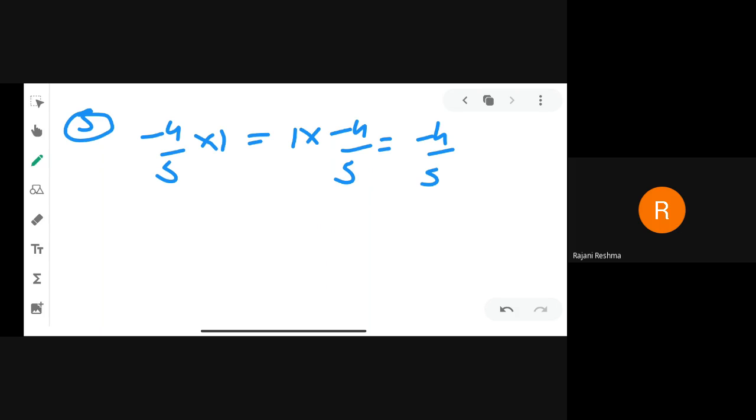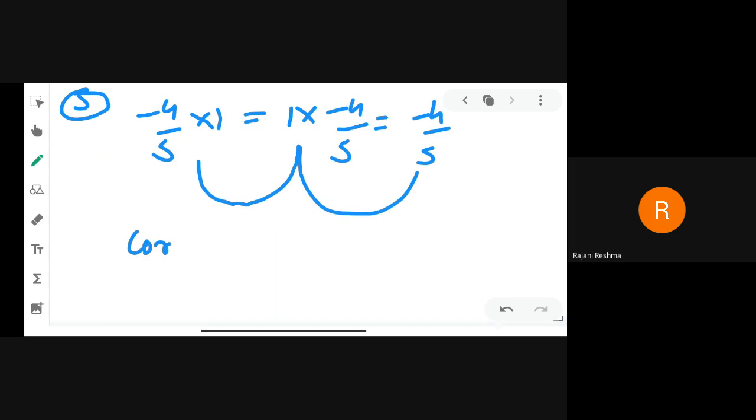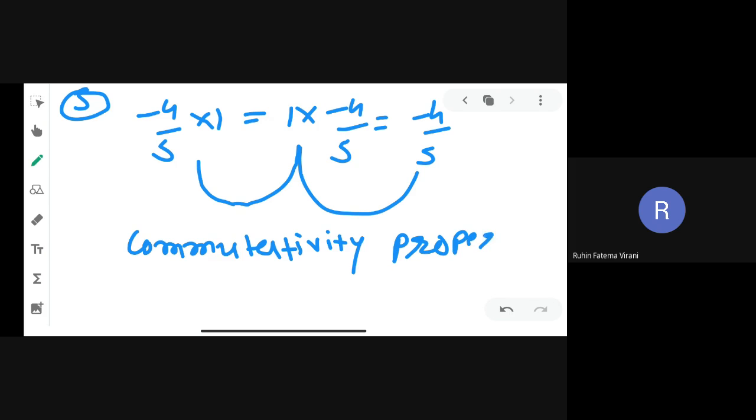Minus 4 by 5 into 1 is equal to 1 into minus 4 by 5 is equal to minus 4 by 5. Here we are using the commutativity property. You can see we are changing the position of the number and we get the same answer, minus 4 by 5. Yes or no? Which property we are using? Commutative property. Not only the commutativity property, we are using one another property also here.